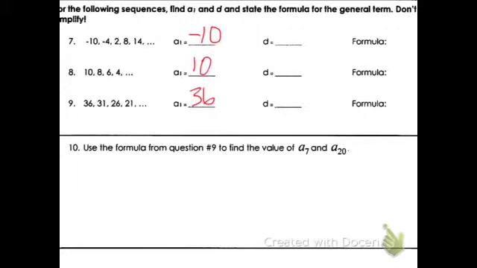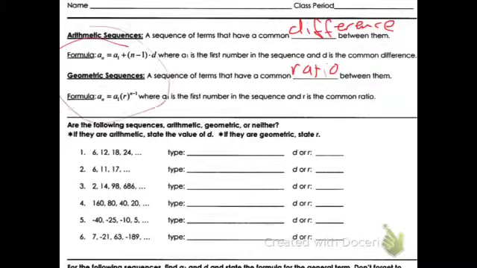This first one has a pattern of adding 6 every time, so the common difference is 6. On 8 we're subtracting 2 every time, so the common difference is -2. And the next one is subtracting 5 every time, so it has a common difference of -5. Now that we have those pieces, we can write the functions out based on our forms here.